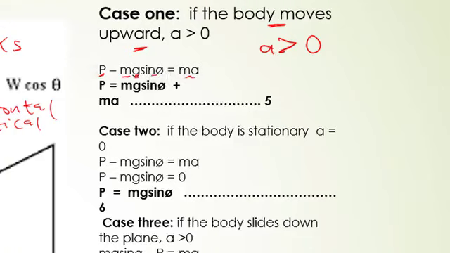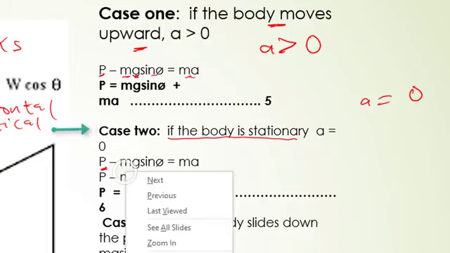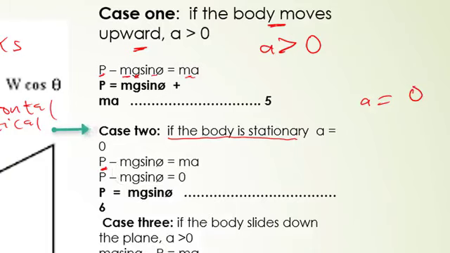Now, case 2 for an inclined plane. If the body is stationary, it does not move, like we've already established, friction is equal to 0 because the body is not moving. It also gives us force minus mass times acceleration due to gravity times sine theta. That is the vertical component of the force, which gives us mass times linear acceleration.